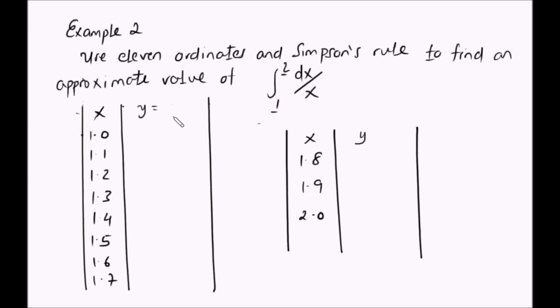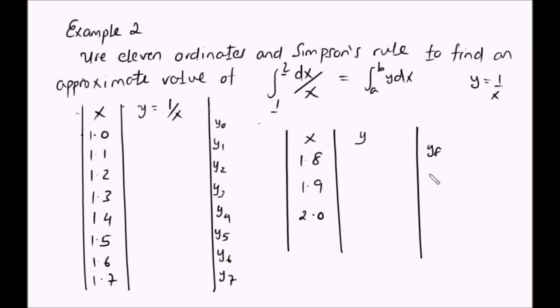Now, this is our dy/dx. So you can see our y is 1 over x. So, to get y0, the first one is y0. So here we will have y0, y1, y2, y3, y4, y5, y6, y7, y8, y9 and y10. So y0 will be 1 over 1.0.